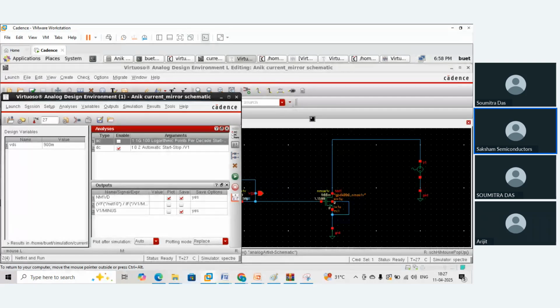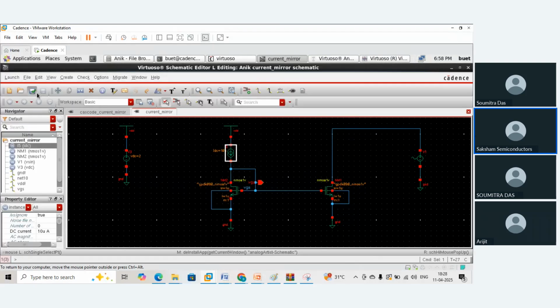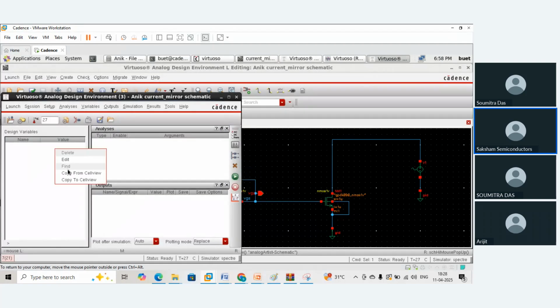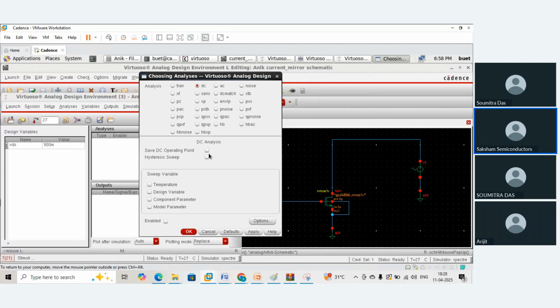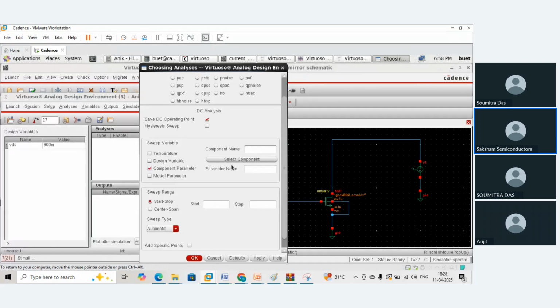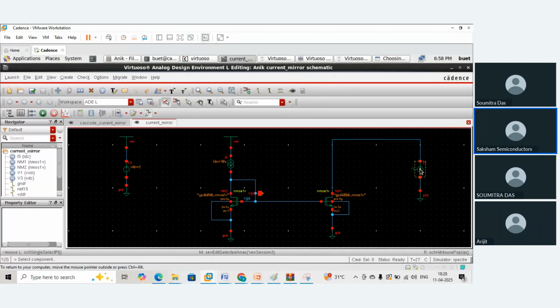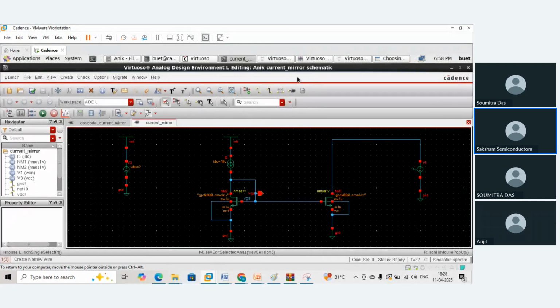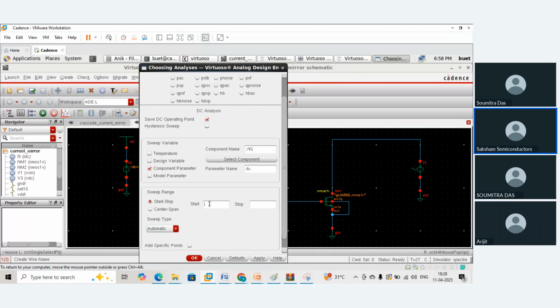Let me just relaunch the ADL window for yesterday's block. Let's try to do the DC analysis for this also. Save DC operating point, component parameter, select component, VDS, select DC voltage, say OK. Go back to this ADL window, 0 to 2 volts.